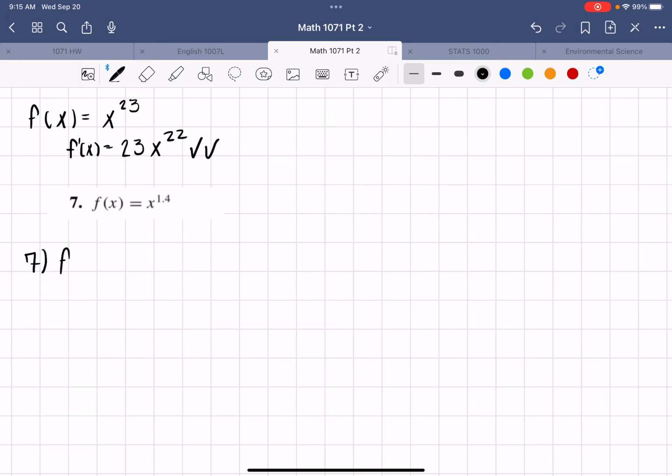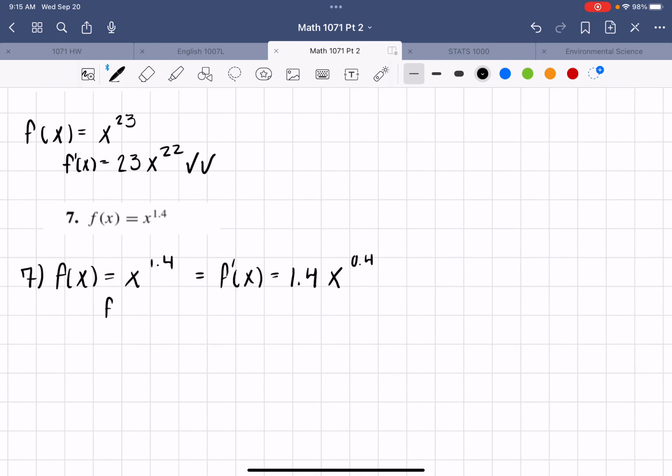So in this case, the 1.4 is the new coefficient. The new power is 1 less. So 1.4 subtract 1 is 0.4. The old power is the new coefficient. The new power is 1 less. Same pattern, even if it's not an integer.